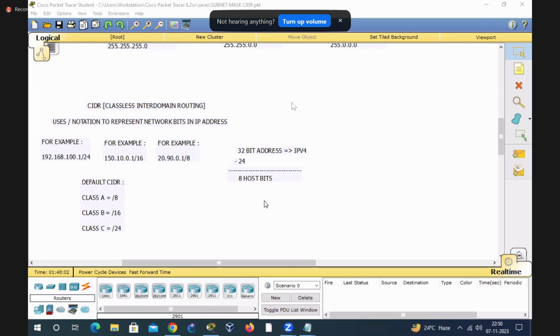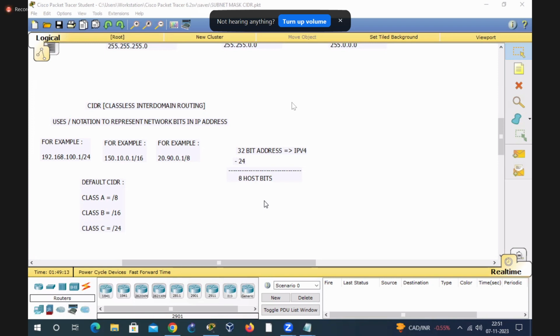First, class A IP address, range 1 to 126: 1.0.0.0 to 9.255.255.255, 11.0.0.0 to 126.255.255.255. Class B, 128 to 191 IP address: 128.0.0.0 and 172.15.255.255, and 172.32.0.0 to 191.255.255.255.